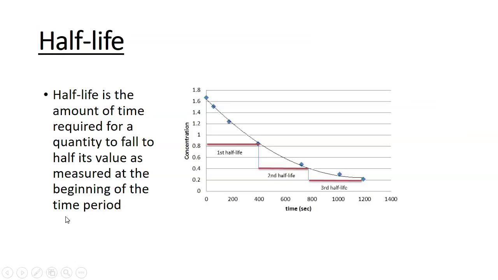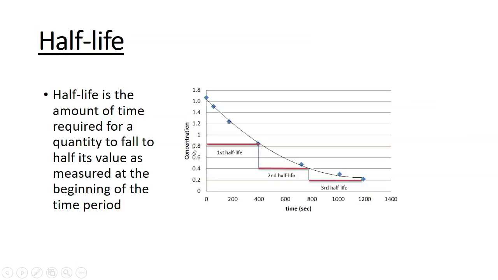Now let's look at this graph. We start at 0. We have an amount of 1.6. The time it takes for this substance 1.6 to reach half of 1.6, which is 0.8. So the amount of time it takes for it to have only half of it left, that is what we call half-life. So for it to decay to 0.8, that is its half-life.